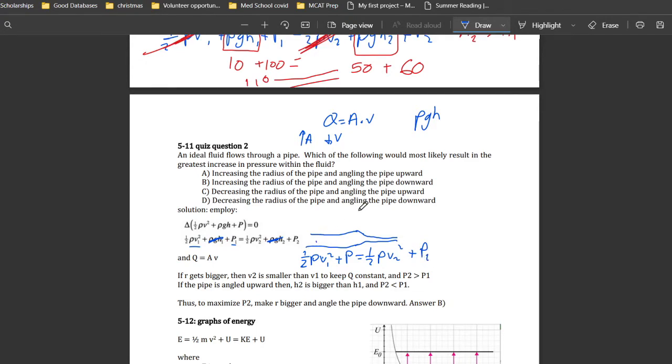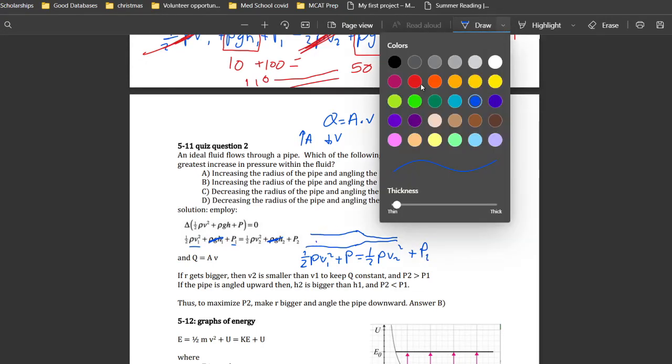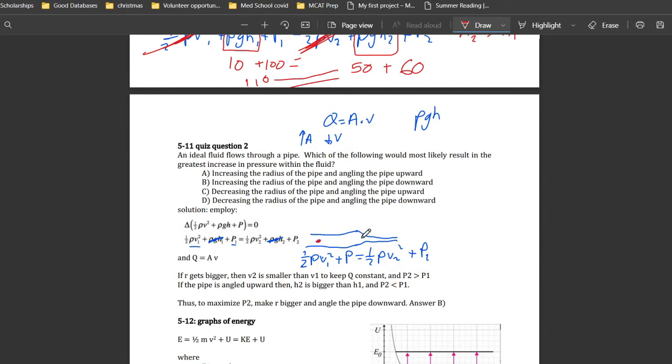And let's say that this is, let me do this in a different color. This is point 1 and this is point 2. We know that velocity here is greater, and we know that the overall energy within the system has to remain the same. So if velocity is greater at point 2, that means that the kinetic energy portion of this equation is higher.